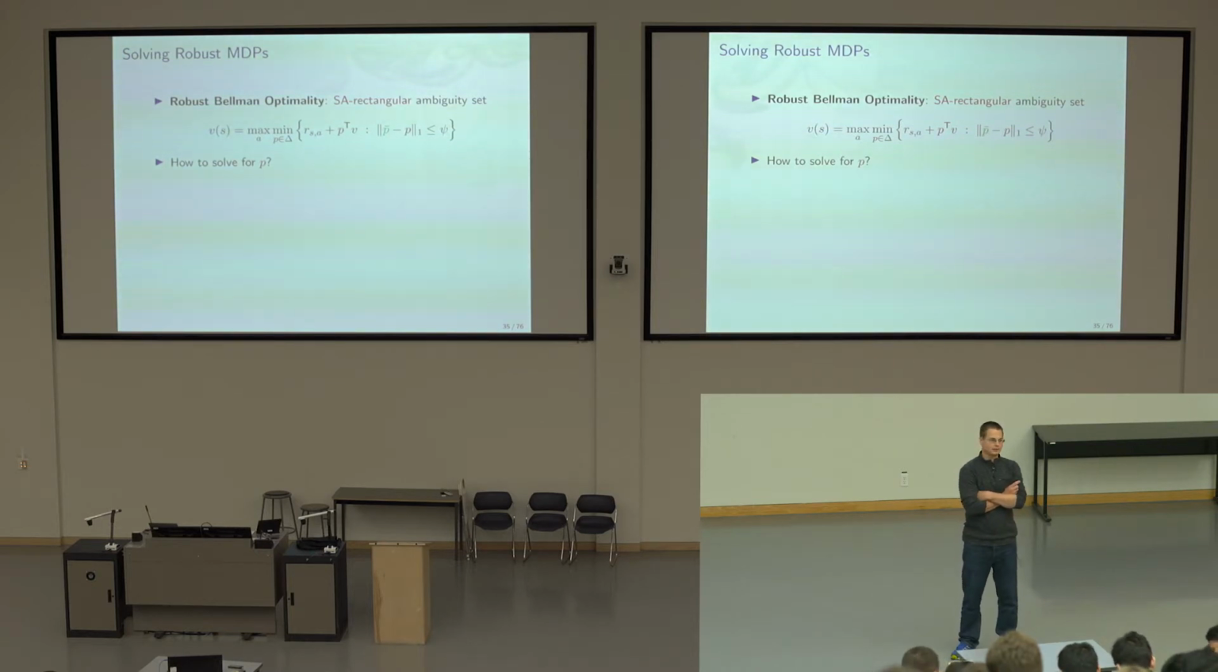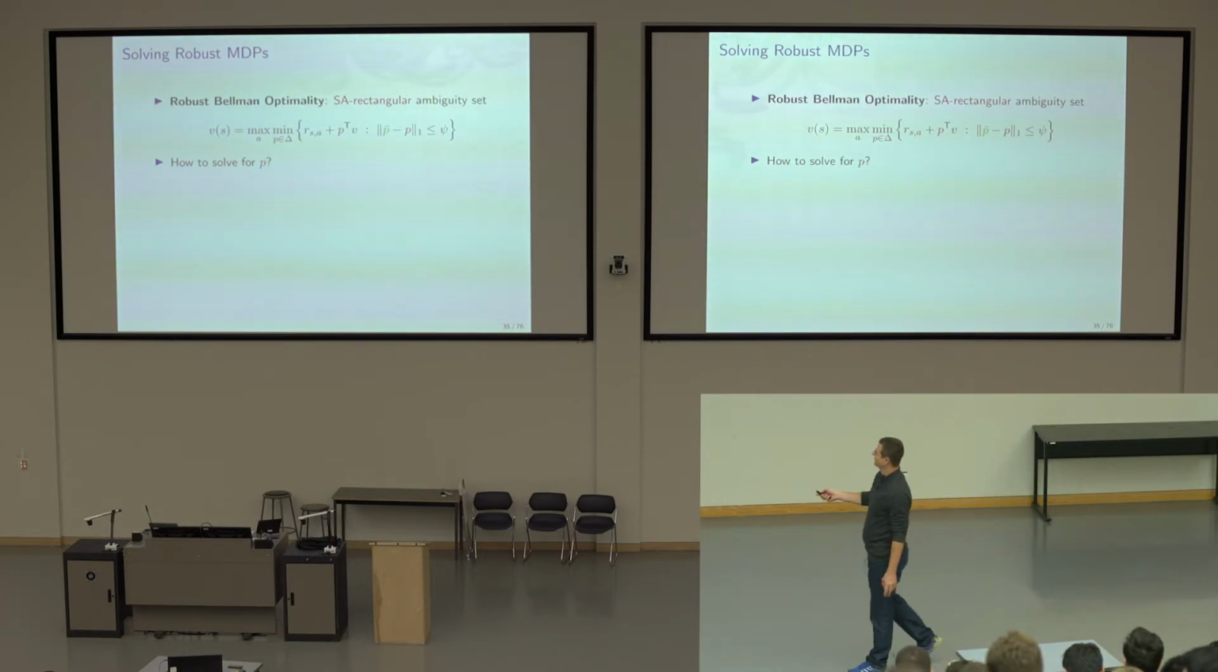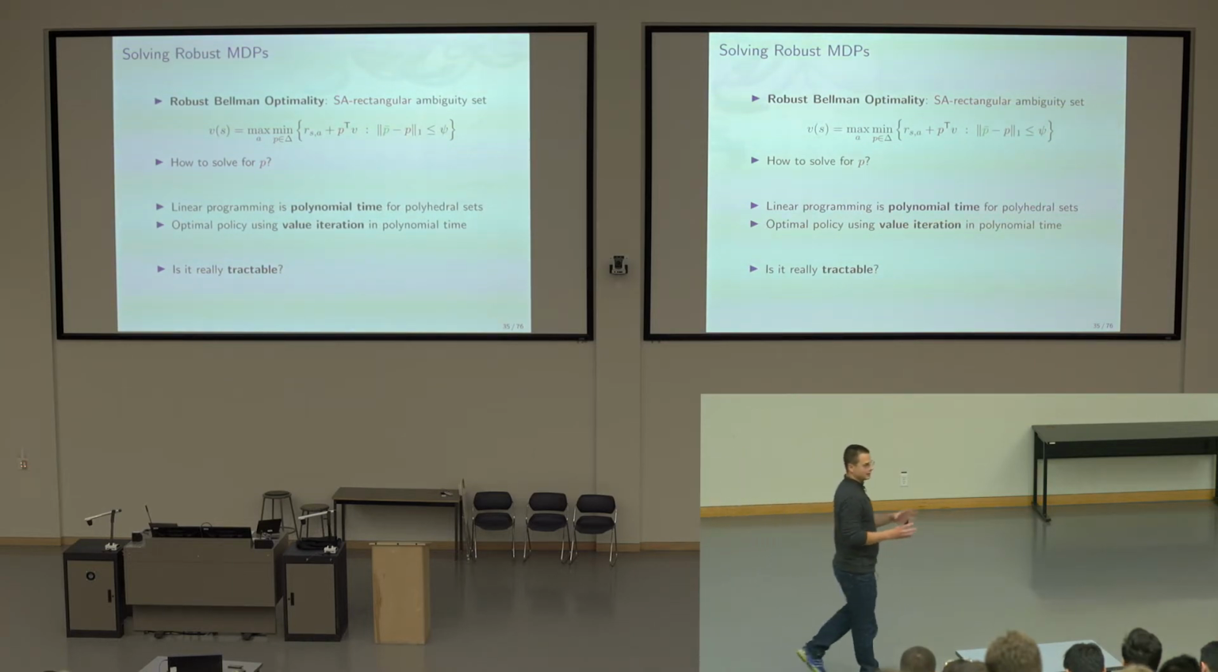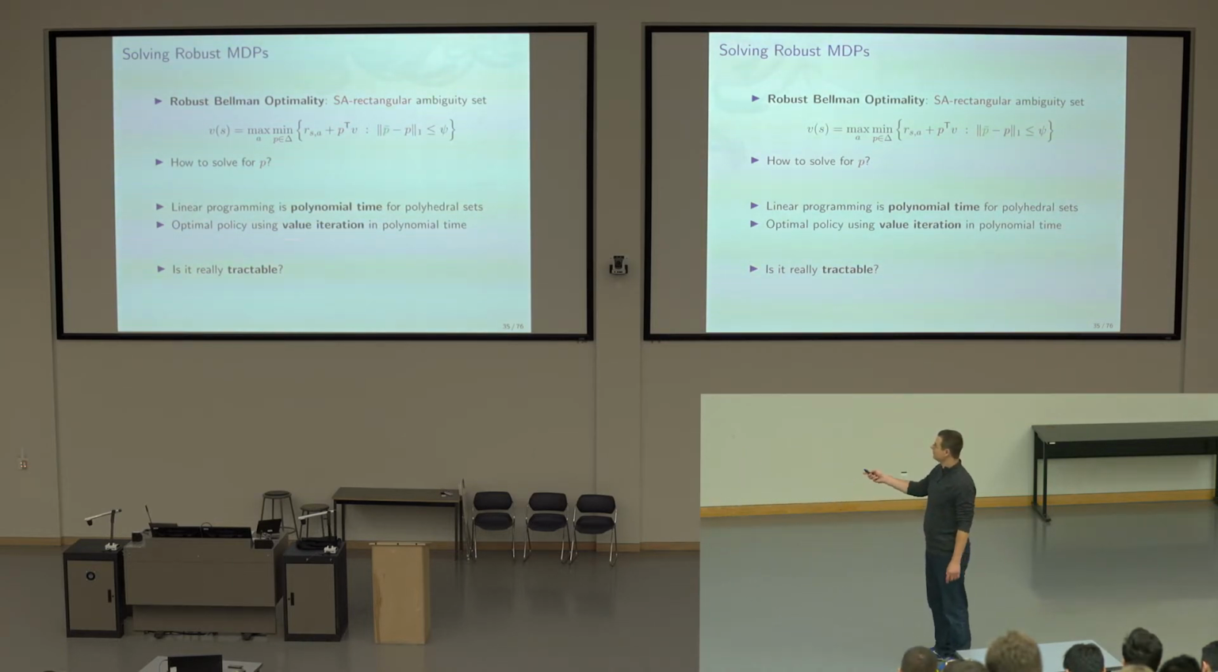What do I say? What is the generic method you can use to solve robust problems? Linear programming. Yes, easy. Linear programming, as a theoretician, this looks really nice, right? It's polynomial time. It's great. We solve the problem. We formulate it. But now let's go and see if this is really tractable.